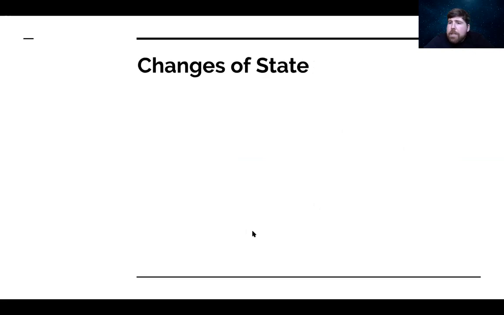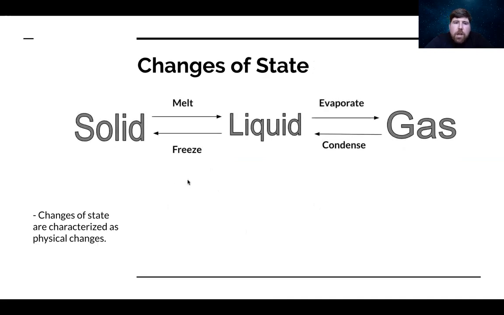A really common and good example of physical changes are changes of state. Changes in state are characterized as physical changes. Examples of this are going to be when we go from a solid to a liquid or a liquid to a gas. Us being in AP chemistry, you should be very comfortable with the definitions of melting, freezing, evaporating, and condensing. The arrows indicate the direction you must go in order to do that thing.